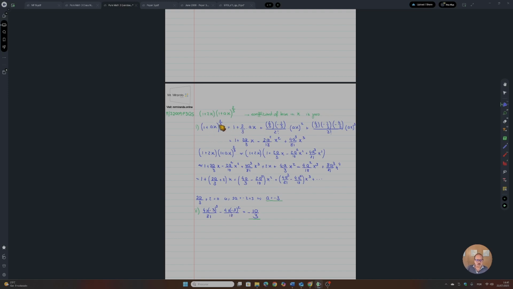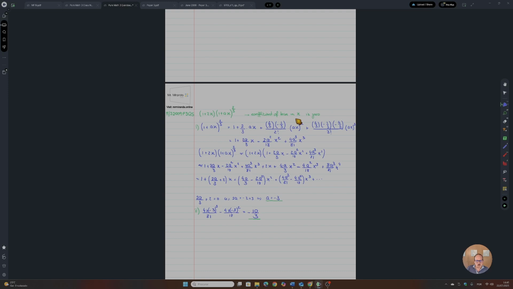So I'm just expanding this. So 1 plus n times the expression plus n times n minus 1 over 2 factorial times the expression squared plus n times n minus 1 times n minus 2 over 3 factorial times the expression cubed. Then just simplify the whole thing, and here you have the coefficients in terms of a.